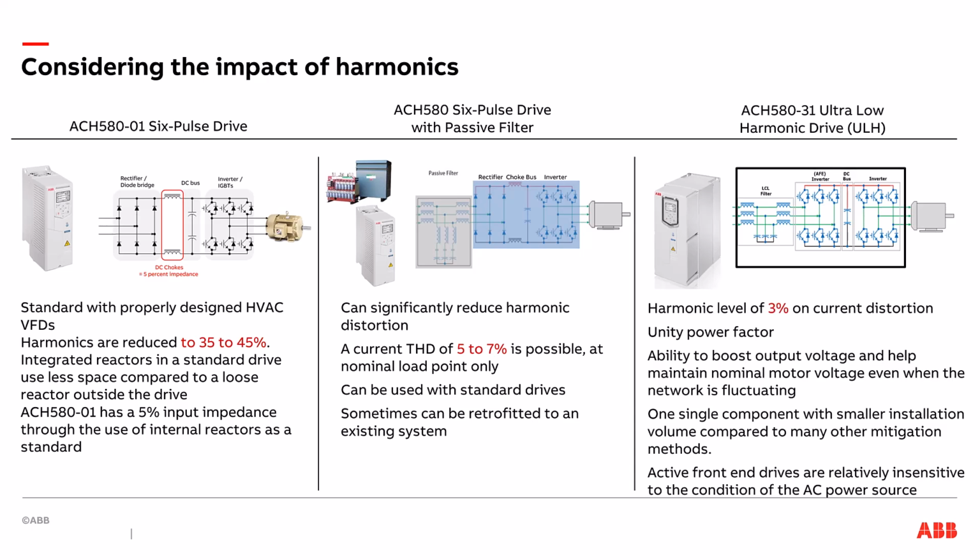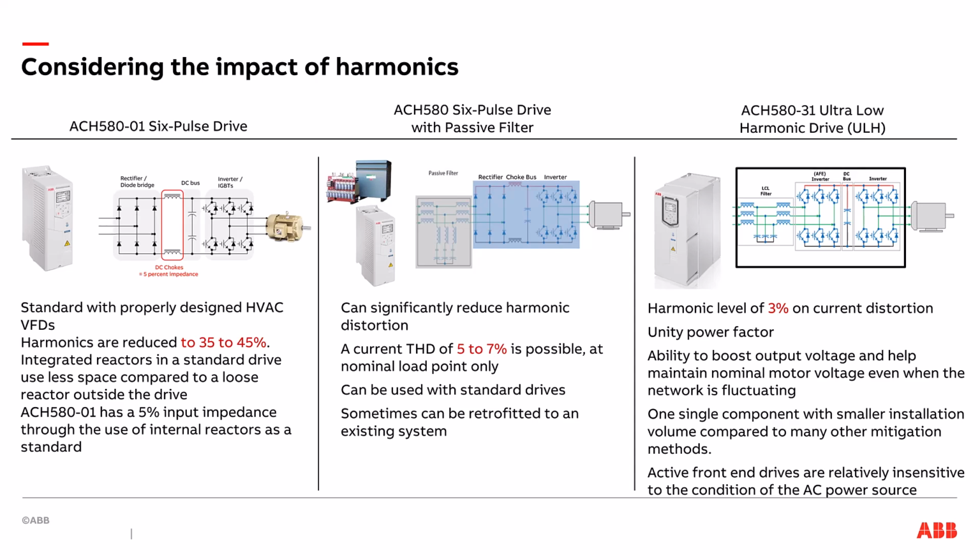The most robust solution for harmonic mitigation is the ULH drive. The ACH 580-31 will lower the total harmonic distortion to less than 3%. This can also hold unity power factor to around 20% load. As we discussed, the standard 6-pulse drive is typically going to facilitate the needs of most installations. But if there are sensitive equipment in the job, or there's a transformer that has a lot of nonlinear load on it, the ULH is the best solution.